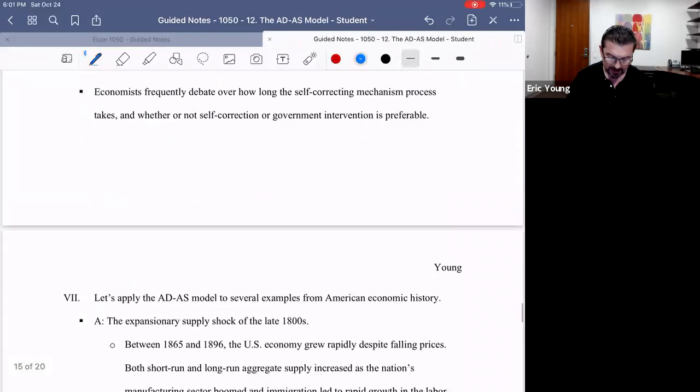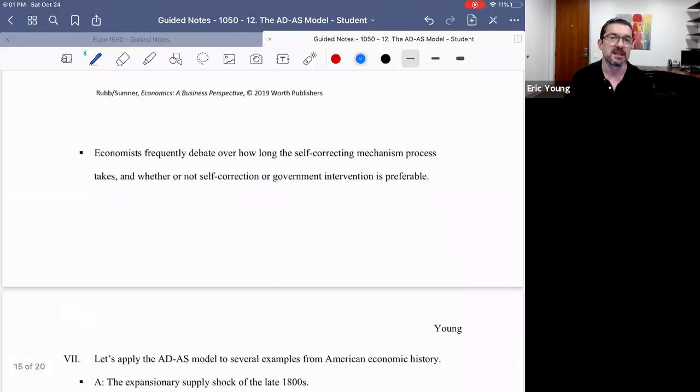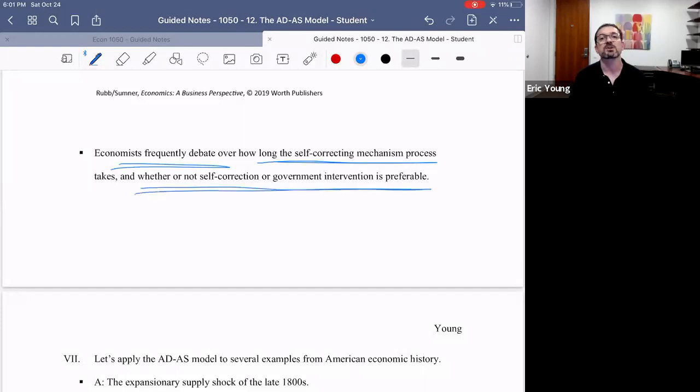Like many things in economics, this is frequently debated, okay? Economists debate frequently over a couple of things. Number one, if the self-correcting process even works. And number two, if it does work, how long it takes to work. And number three, even if it does work, depending on how long it takes, they question and debate whether or not self-correction mechanisms or direct government involvement via monetary and fiscal policy are better. Okay, this is an ongoing debate.